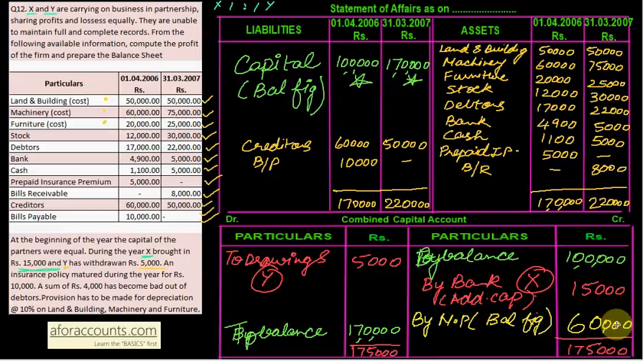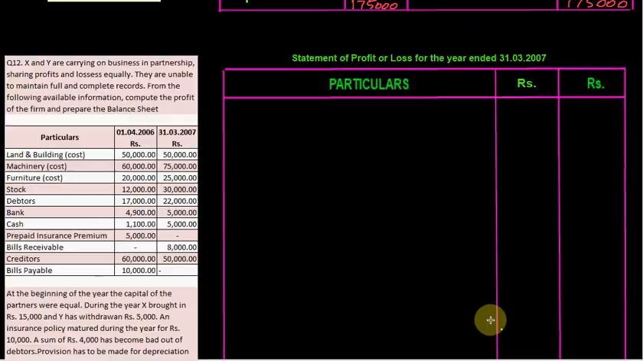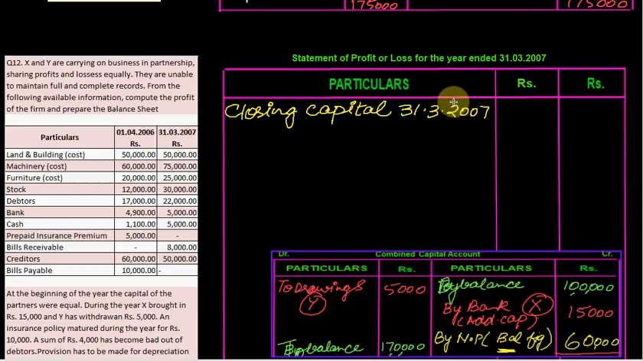Let's start with the statement of profit and loss account. Till the net profit before adjustment, it has to be same. Just the proforma is different. Start, particular से start करो. Closing capital, सबसे पहले आता है closing capital statement of affairs में हमेशा. So closing capital as on 31/3/2007, which we have calculated, is 1,70,000.